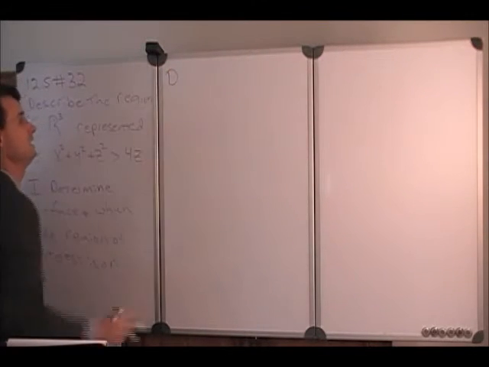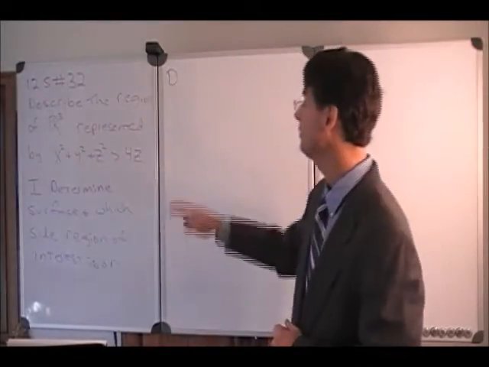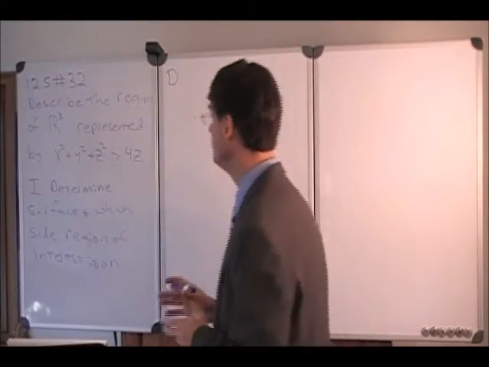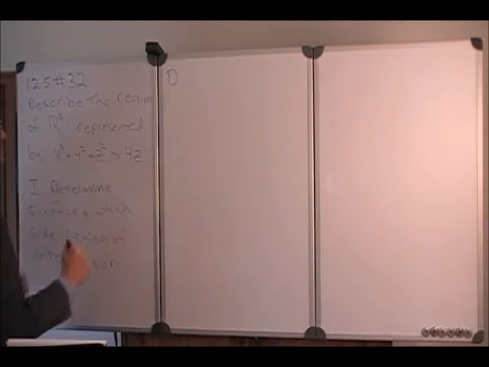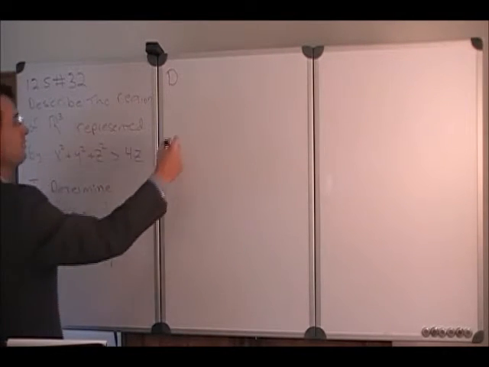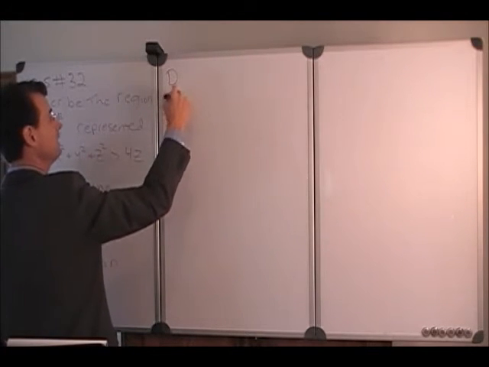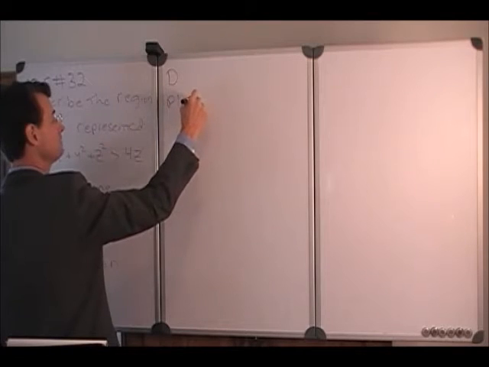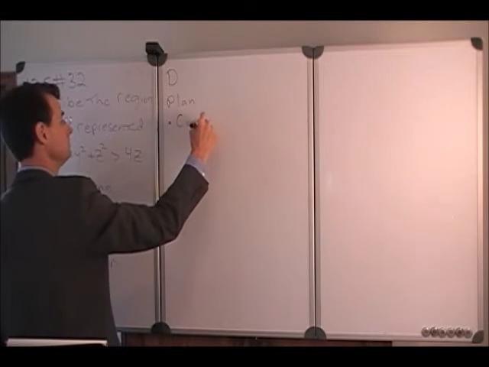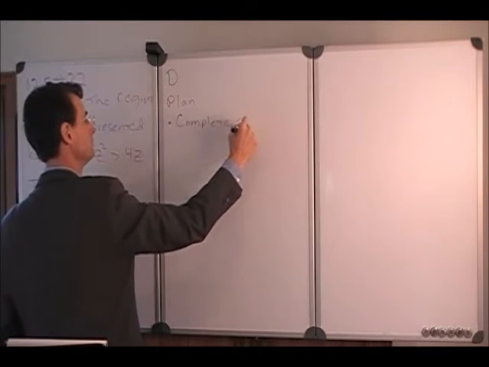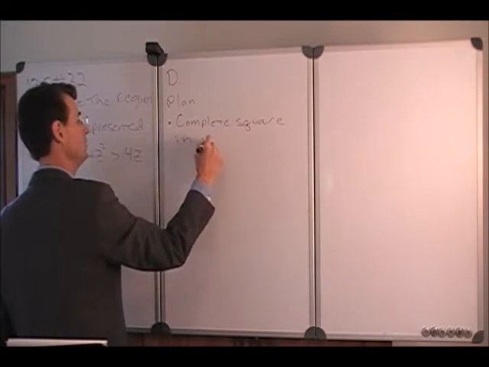And then D, we want to develop or we want to make our plan. So one of the things that we need to do is we need to figure out what kind of surface this represents in three-dimensional space. So let's make our plan: we can use a technique to complete the square in the coordinate z.